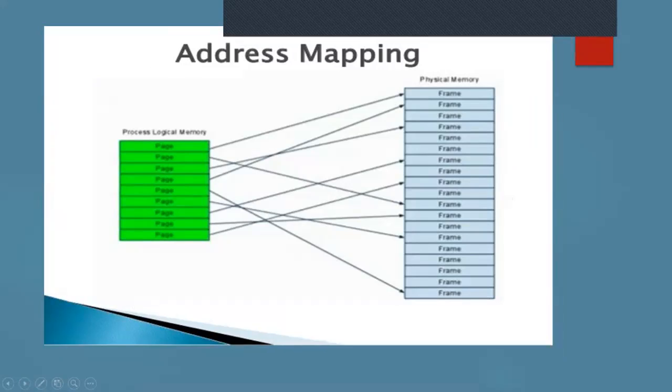This is the address mapping. Address mapping is shown from logical memory to physical memory. Address mapping means the conversion is being made. How the mapping is done from logical to physical memory, that conversion is being shown. So this is the diagrammatic representation of paging.